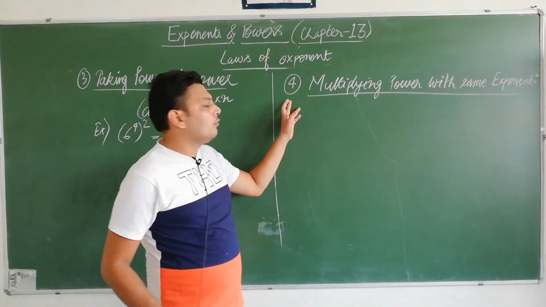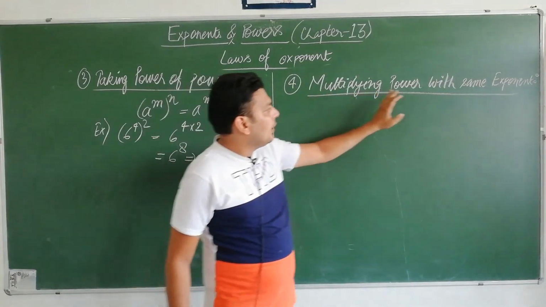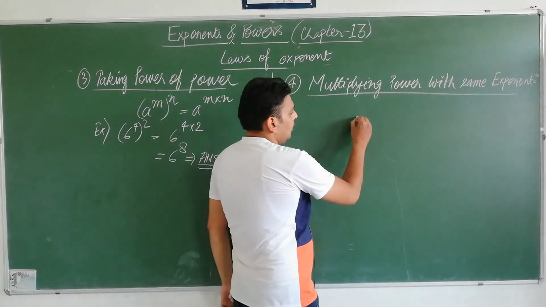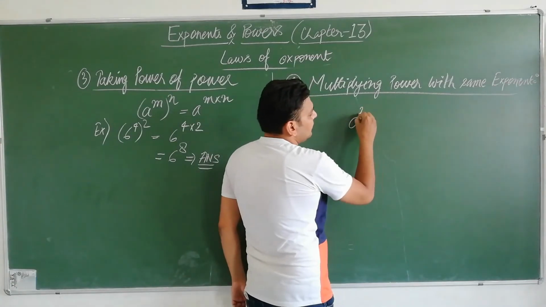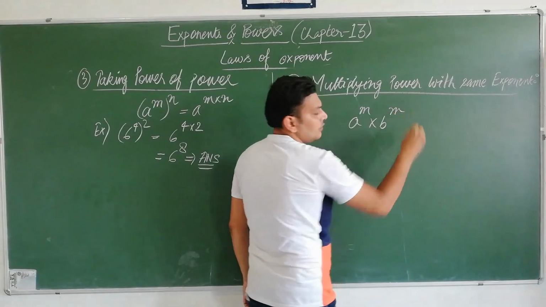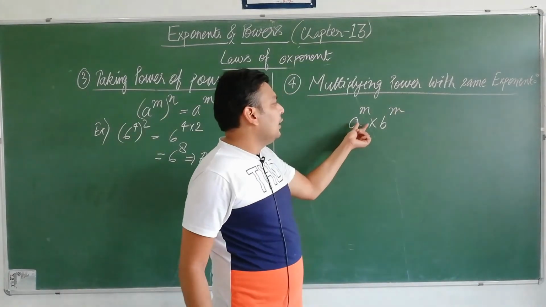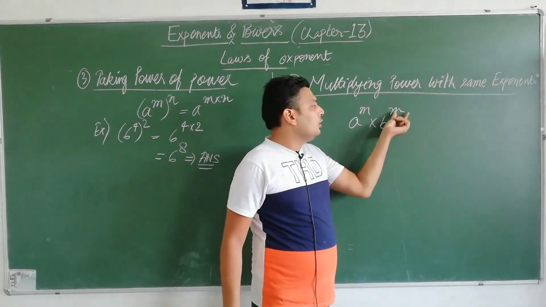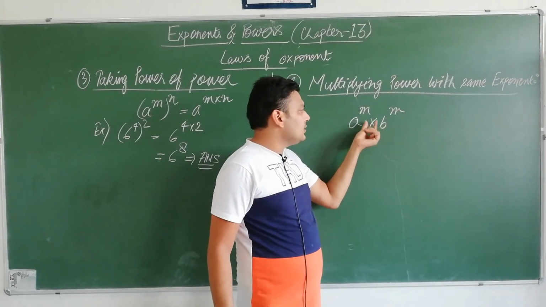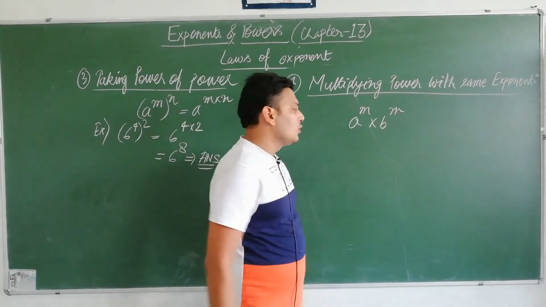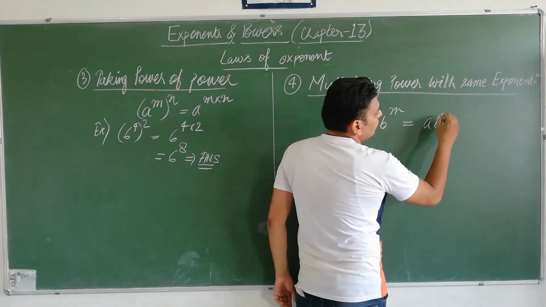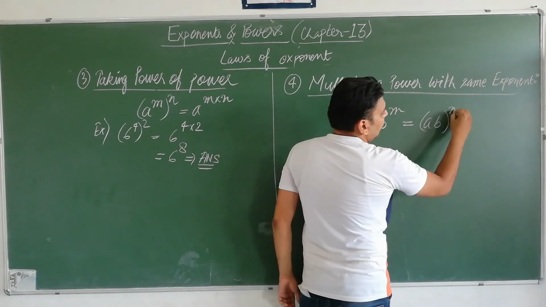Okay. Moving to the fourth law, which says multiplying powers with the same exponent. Here the base is different and the power is the same. The numbers are a to the power m into b to the power m, meaning the numbers have different bases but the power is the same. So the answer for this will be a into b, to the power m.